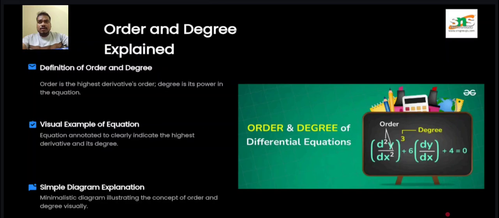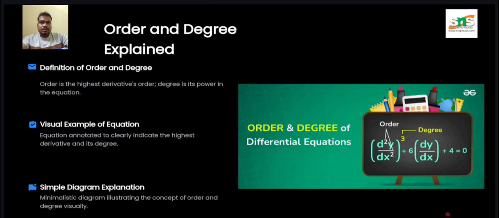Now let's talk about degree, which is slightly more tricky. The degree of a differential equation refers to the power of the highest order derivative. So from this example, the order is second order. The order is the highest order derivative, and its power is the degree.